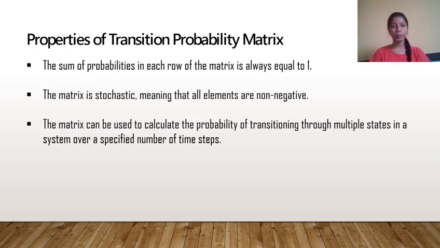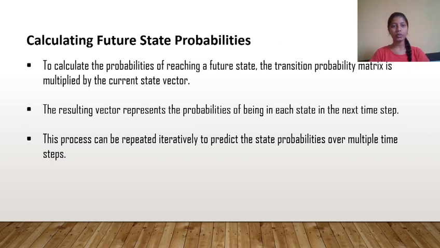So, what are the properties of a transition probability matrix? The sum of probabilities in each row of the matrix is always equal to 1. The matrix is stochastic, meaning that all elements are non-negative. The matrix can be used to calculate the probability of transitioning through multiple states in a system over a specified number of time steps.